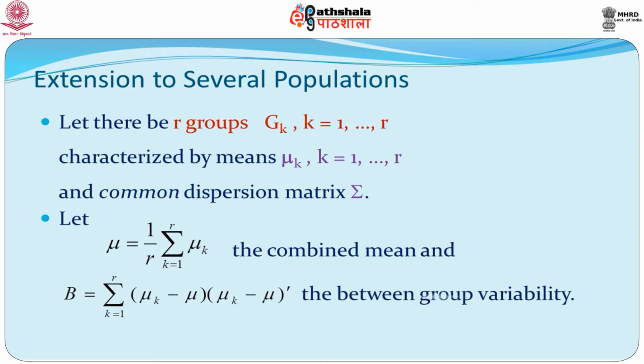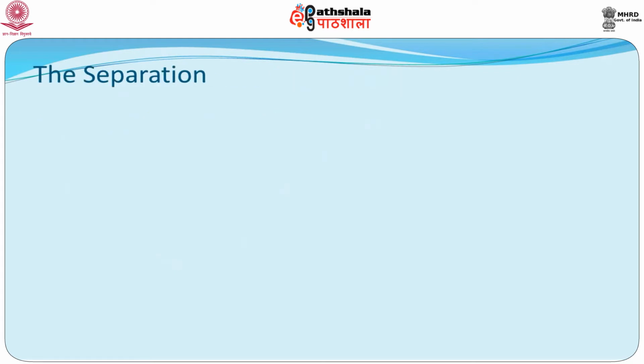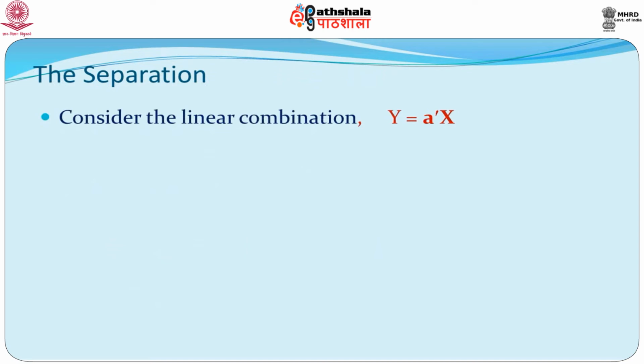So what is B? You look at each individual term: mu k minus mu gives us the distance of the kth group mean from the general mean, and it is a sort of a square, a product of this. When we sum this up, it gives us the total between group variability for all the R groups, and this is what we would try to maximize. So we try to select the groups such that there is maximum distance between the groups. The separation can now be looked upon this way.